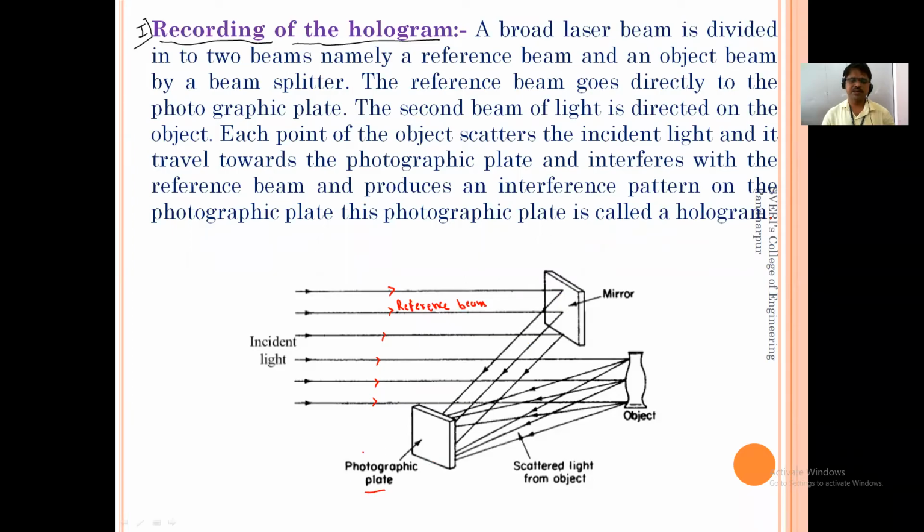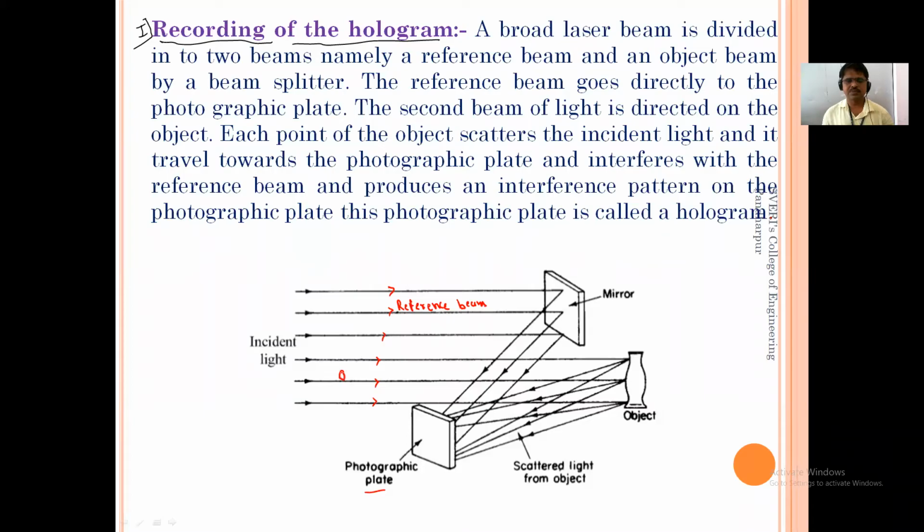Let me repeat once more. A laser beam is there. The incident laser beam is divided into two beams. The first one is the reference beam. This reference beam is directed towards the mirror. It is reflected from the mirror and incident on the photographic film. The second one is the object beam.